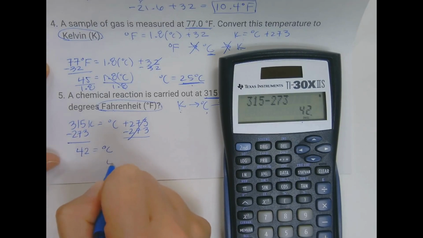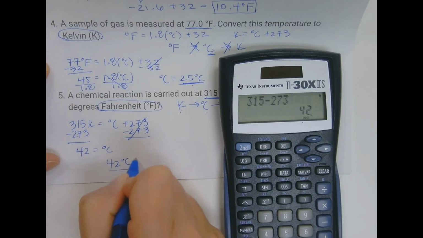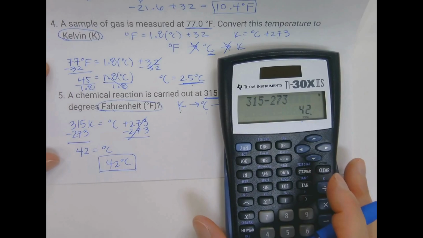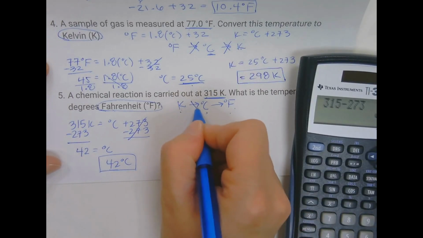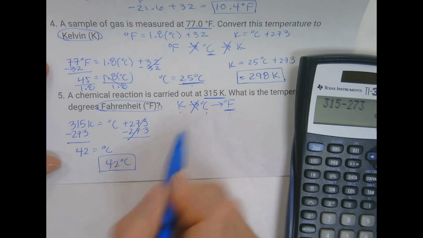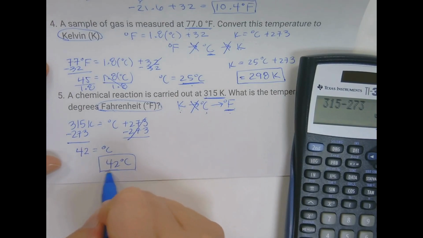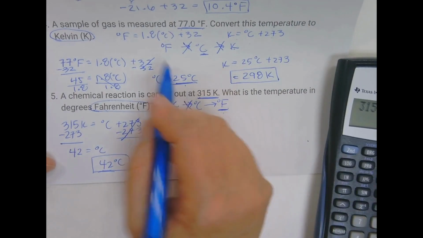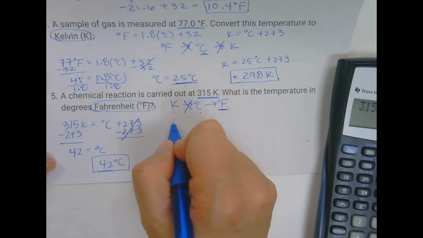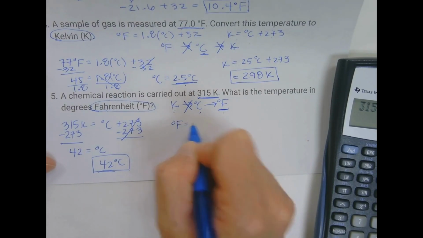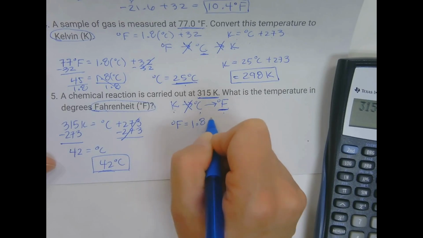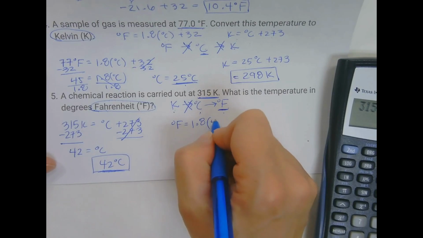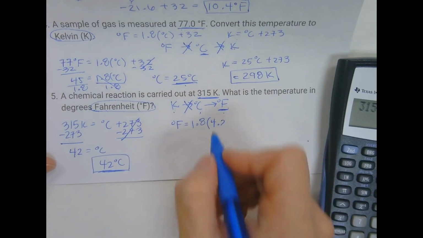And remember, when we rewrite this, we put our unit at the end, okay? So 42 degrees Celsius gets us the first step. So we are here, but that's not our final answer. So we're going to take our degrees Celsius and plug it into the next equation. Using the Fahrenheit and Celsius equation, Fahrenheit equals 1.8 times degrees Celsius plus 32. So I'm going to plug in 42.